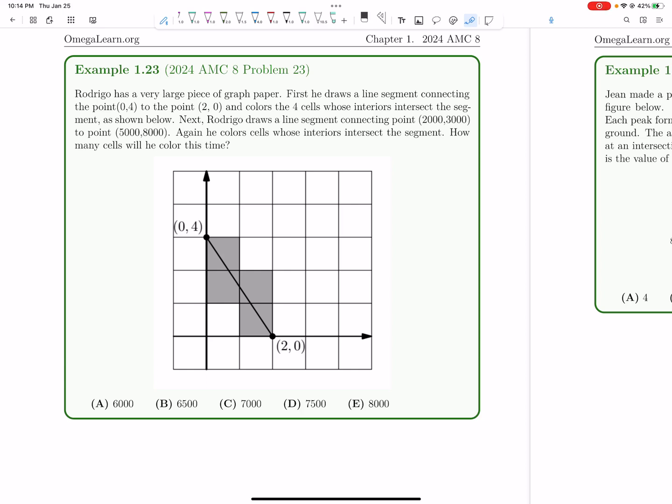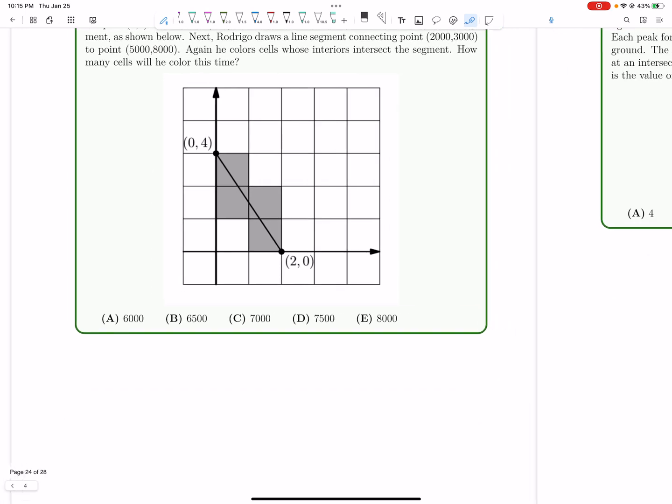Let's now explore how to solve number 23 on the 2024 AMC 8. Rodrigo has a very large graph paper. First, he draws this line segment and realizes that there are four cells whose interiors intersect the segment. This time, it's on a much larger scale, right?